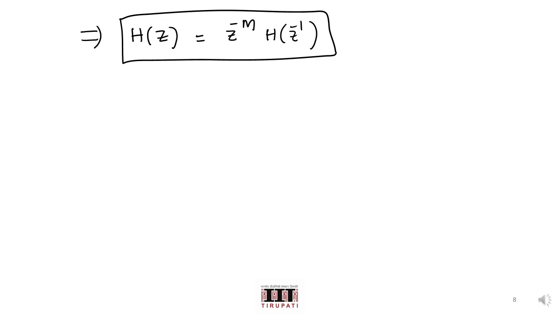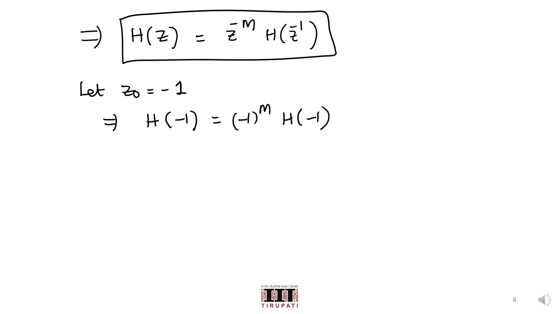To make further analysis of it, let this z be one particular value z naught. Let's consider its value at z equal to minus 1. What is going to happen then? H of minus 1 is equal to minus 1 whole power m into H of minus 1. So far, what we imposed is only the system being symmetric, that's all we imposed.